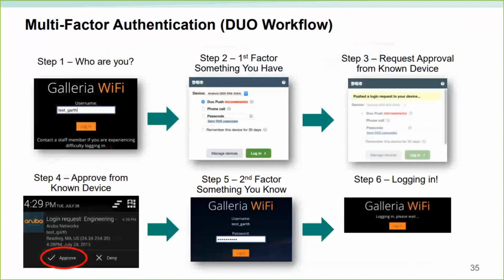Then we can request approval. Once approval has been given, then we can say something we know. That's the password that we would want. So if multi-factor authentication is something that you're looking for, this is definitely something we can do.